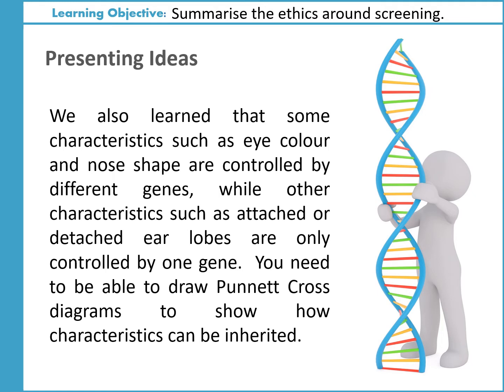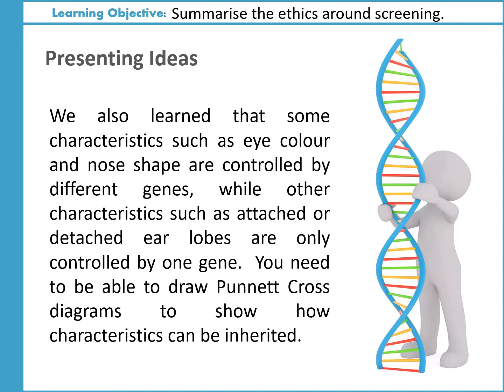Some of our characteristics or our phenotypes are controlled by more than one gene, things like eye colour and nose shape. Attached earlobes, however, is only going to be controlled by a single gene. Okay, so you remember that you have to be able to draw Punnett square diagrams, Punnett cross diagrams, genetic diagrams, they sometimes call them in the exams, but draw a Punnett square to show how those characteristics can be inherited in any particular situation.